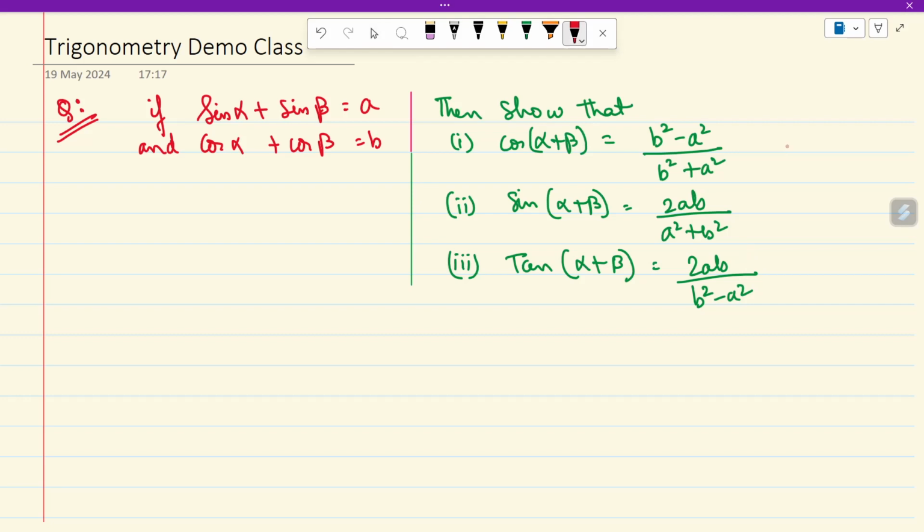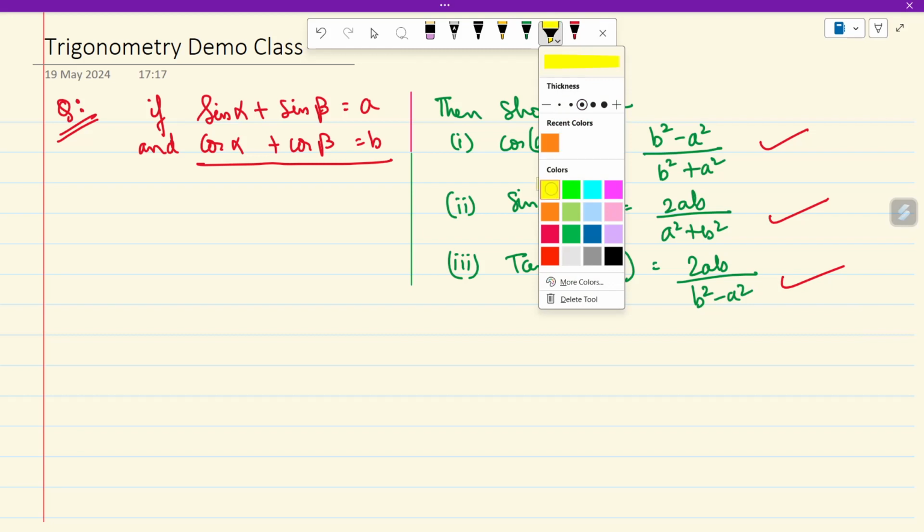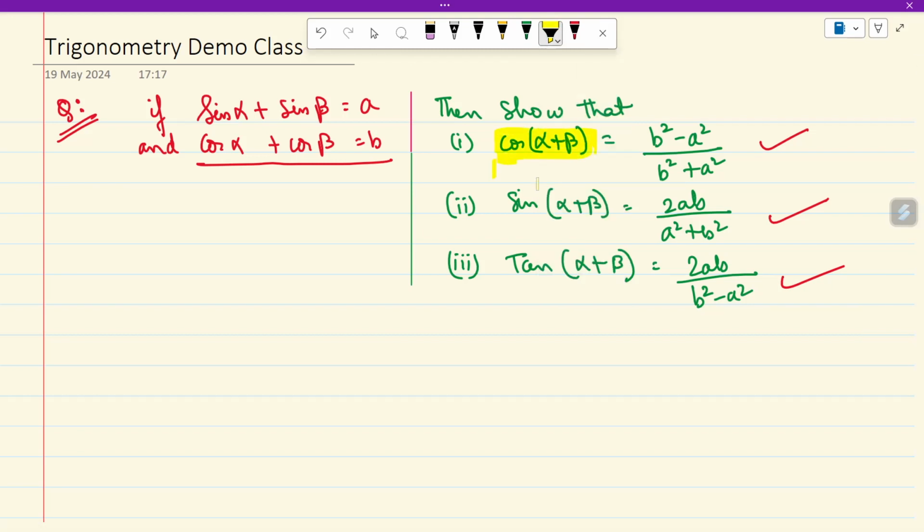The question is, if sin alpha plus sin beta is equal to A and cos alpha plus cos beta is equal to B, then we have to show that cos(alpha plus beta) is equal to (B square minus A square) by (B square plus A square), sin(alpha plus beta) is equal to 2AB by (A square plus B square), and tan(alpha plus beta) is equal to 2AB by (B square minus A square). This is a cascading question in which if you just find the value of cos(alpha plus beta), then you can find all the other values. So the only catch is how to find the value of cos(alpha plus beta). We will see how to find it.